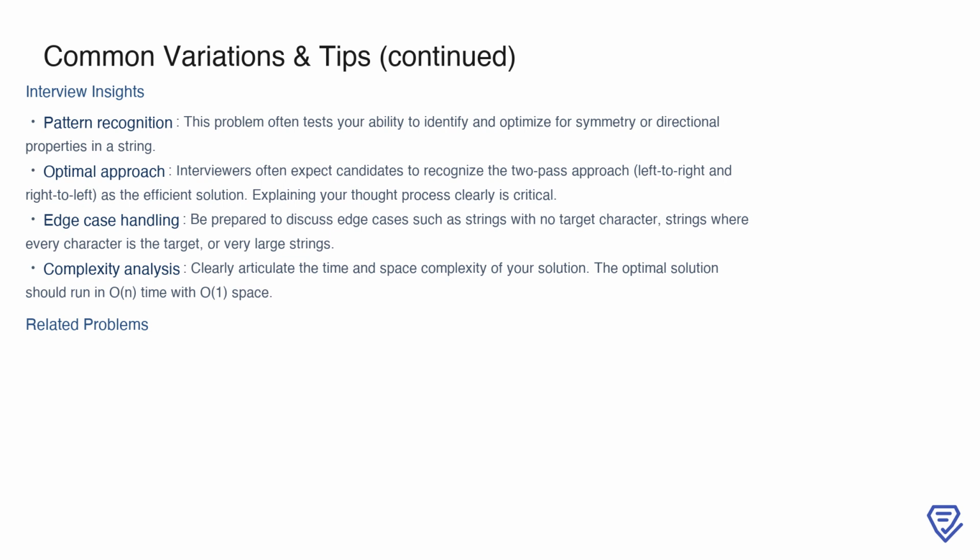This problem is a great test of pattern recognition and optimization skills. It often challenges candidates to identify symmetry or directional properties in the string and use these to streamline their solution. Interviewers typically expect you to understand and explain the 2-pass approach, which involves traversing the string left to right and then right to left for optimal efficiency. It's also important to be prepared to discuss edge cases. For instance, what happens if the string doesn't contain the target character at all, or if every character is the target? How does your solution handle very large strings?